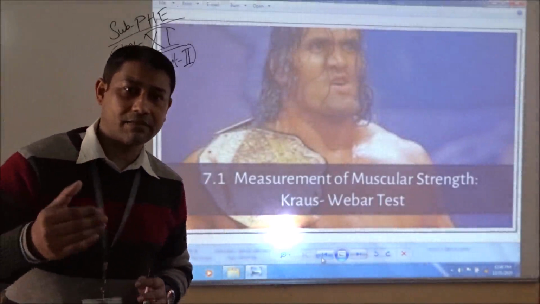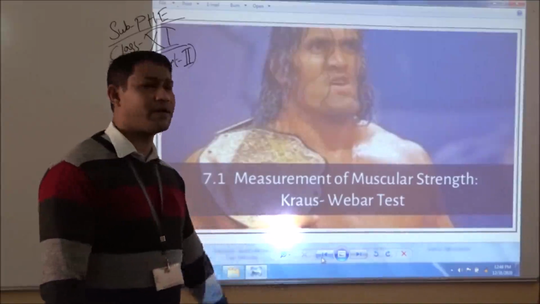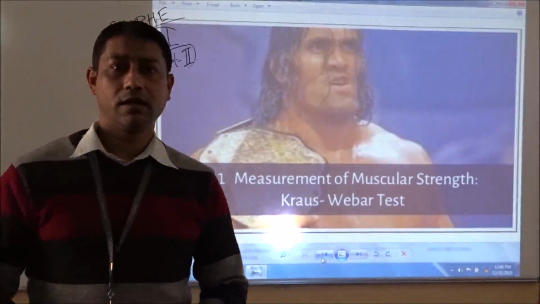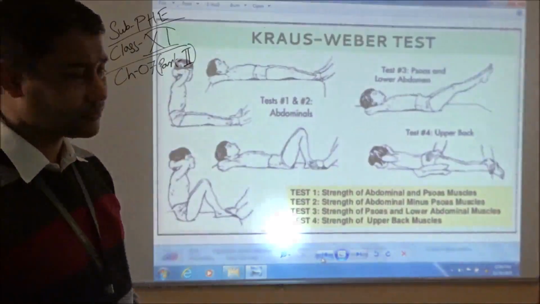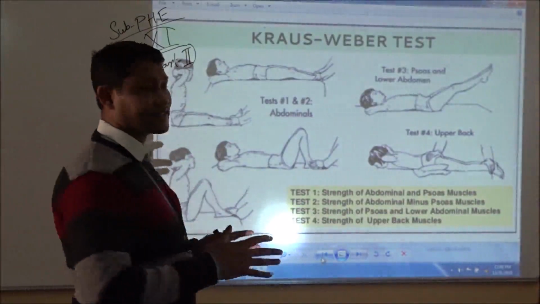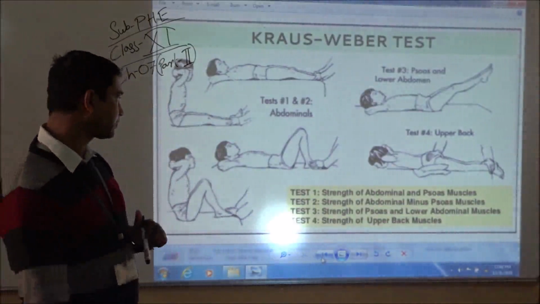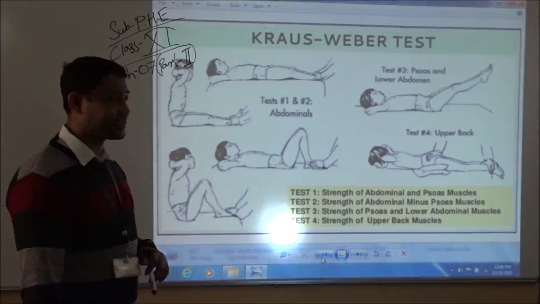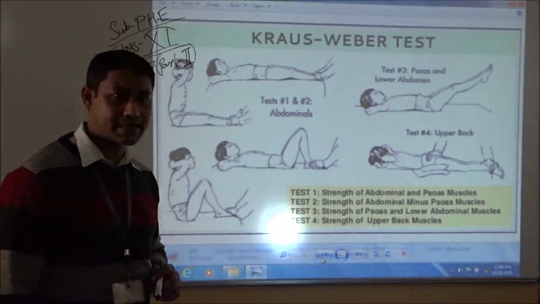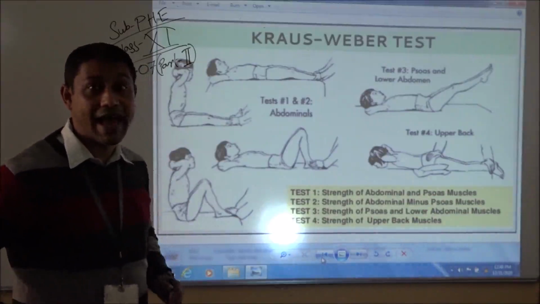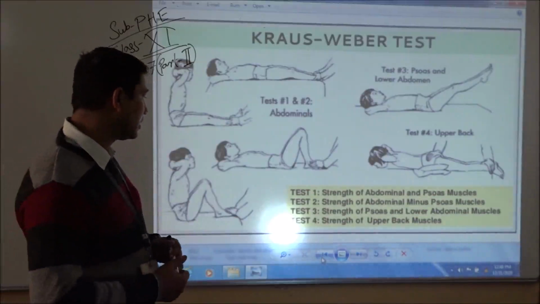So while measuring the muscular strength, the Ross-Weber test comes into existence. There are 6 test batteries under the Ross-Weber test. The first and the second test help in measuring the strength of our abdominal area.